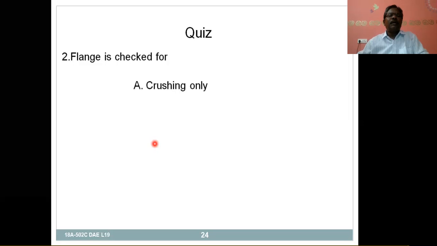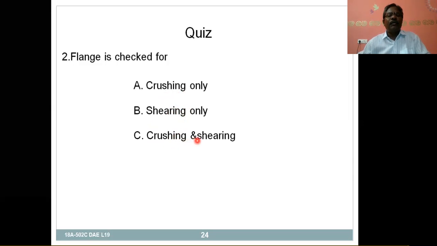Next quiz: the flange, only the flange, not the flange coupling, is checked for crushing only, shearing only, or crushing as well as shearing.